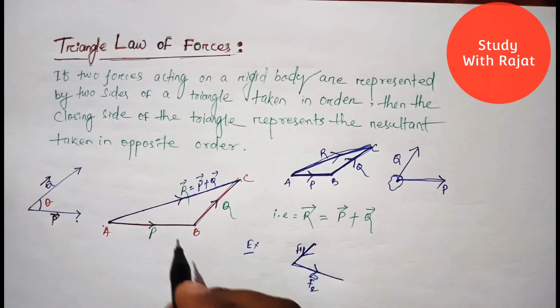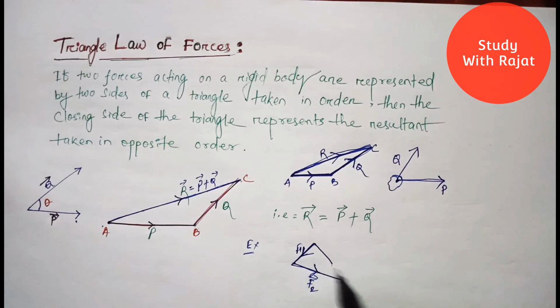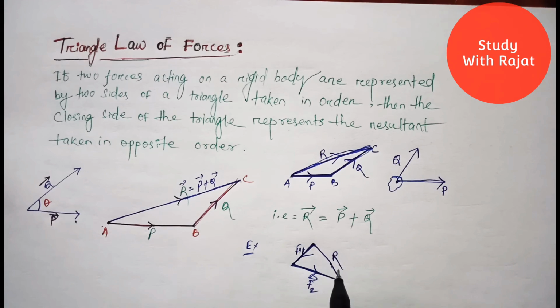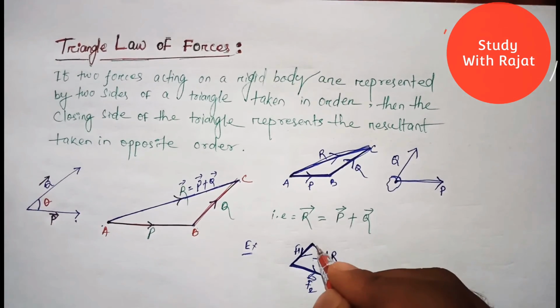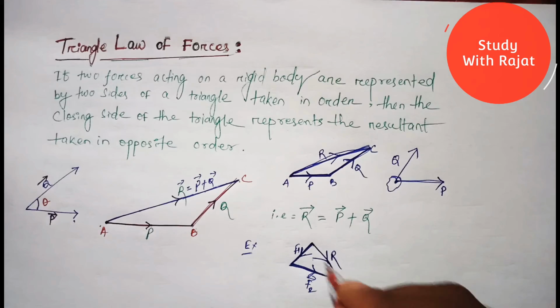In the triangle's law we can say the closing side is known as the resultant. So what is the closing side? This is the closing side. So always remember the closing side is known as the resultant, that means R, and the resultant will be taken in the opposite direction. That means the resultant force will act in this way. So the forces F1, F2 and the resultant are taken in opposite order. The resultant will go like that, in this way.